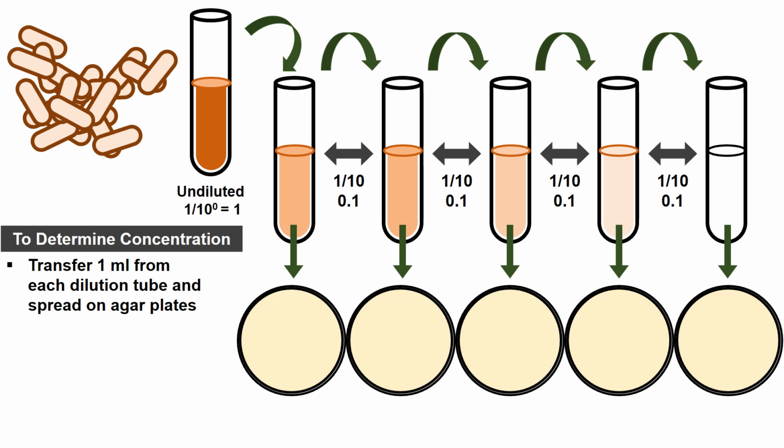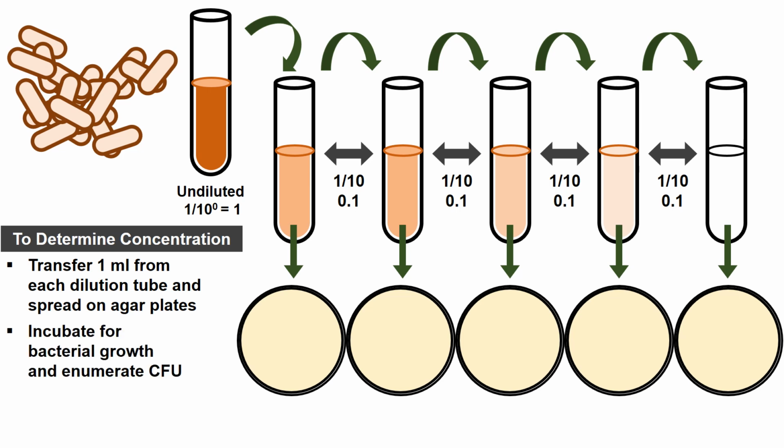That's okay. Remember, we're only interested in one of these. We're only interested in one plate. We're going to disregard the rest of these. We want the one that's going to have 30 to 300 colonies. We want one plate. Only one of these plates is going to get the job done.